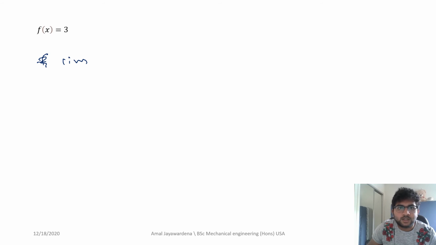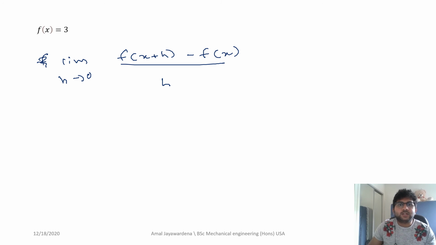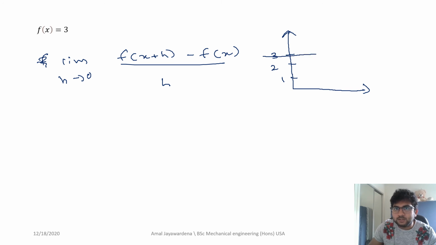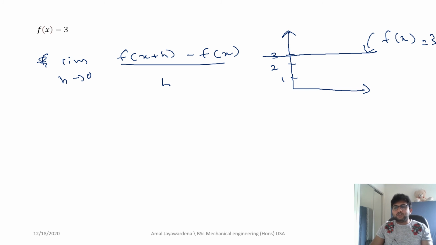So the limit as h goes to 0 of f(x plus h) minus f(x), divided by h. There is no x in this function. So if you draw this function, f(x) is equal to 3. Let's say if you graph this, this is a line, so this is f(x) equal to 3, right? So this is just a line. Can we find a tangent to this line? There's no tangent for this line. This is not a curve.